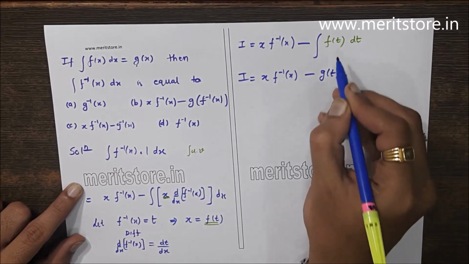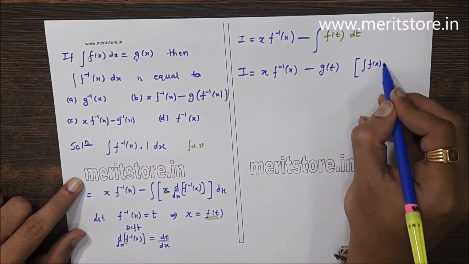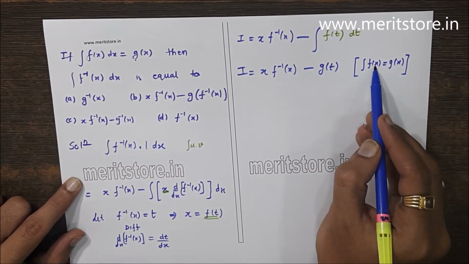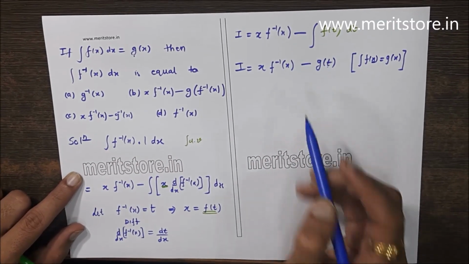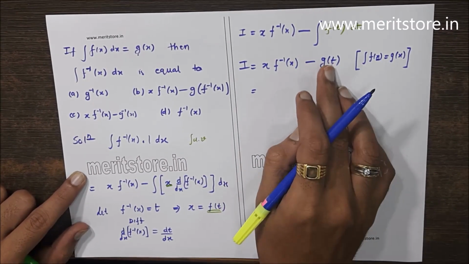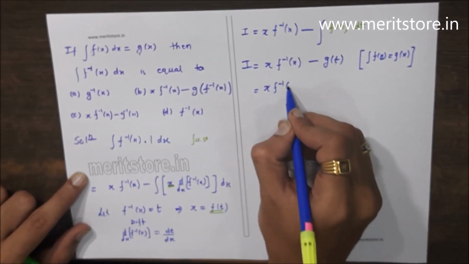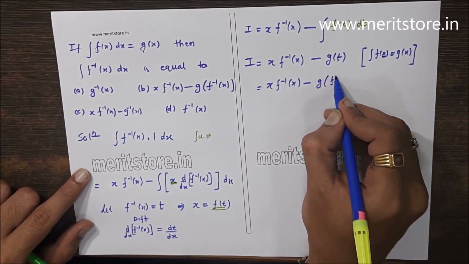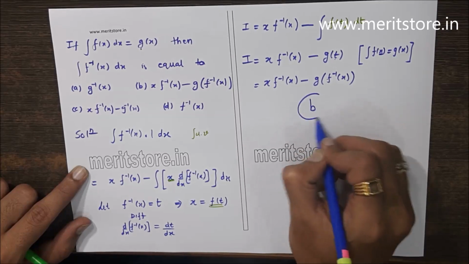This is because we have been given that integral of f of x is equal to g of x. So instead of letter x, we have the variable t, and the value of t is f inverse x. So the final answer is x f inverse x minus g of f inverse of x, which is option B.